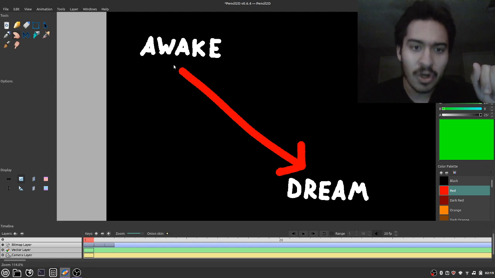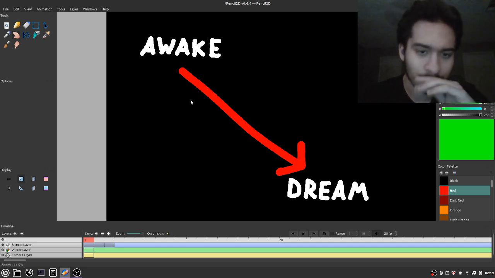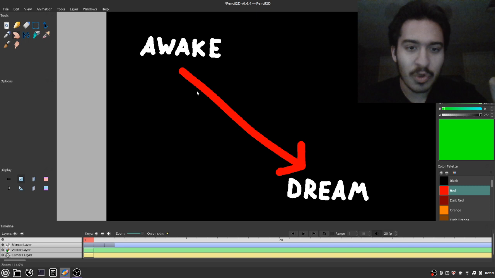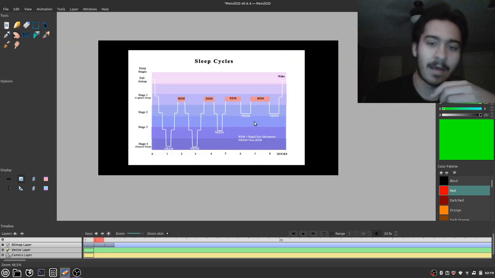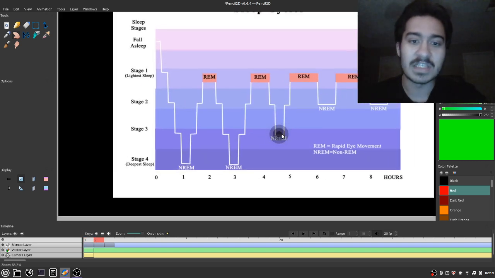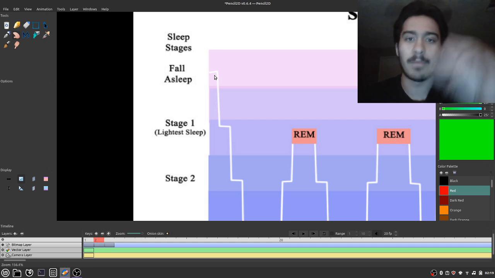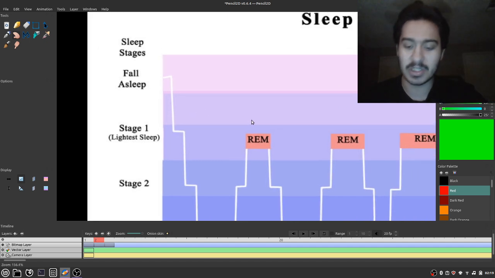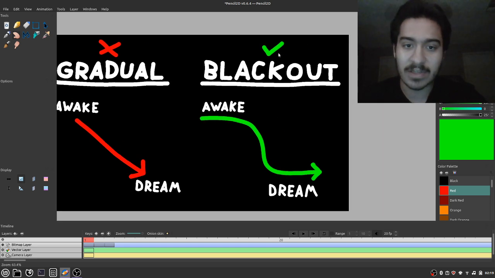It feels like you're gradually entering the dream, and you're trying to achieve this perfect halfway state, where it's just ooey gooey, and you're trying to perfectly maintain your awareness from A to B. But this is actually incorrect, because if you look at the image of the sleep cycles, you can see that whenever you're falling asleep, it's just a snap. It's very much like a blackout, as I say here.